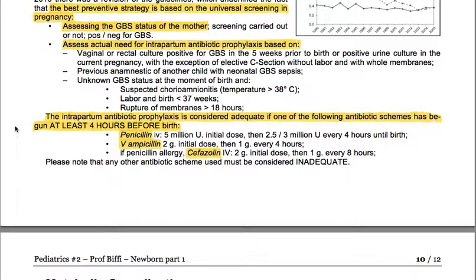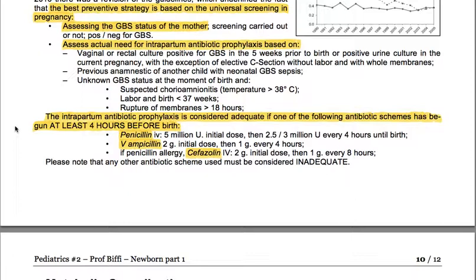Other indications: previous anamnesis of another child with neonatal GBS sepsis, unknown GBS status at the moment of birth, and suspected chorioamnionitis, temperature more than 38 degrees, labor and birth at less than 37 weeks, rupture of membranes more than 18 hours.